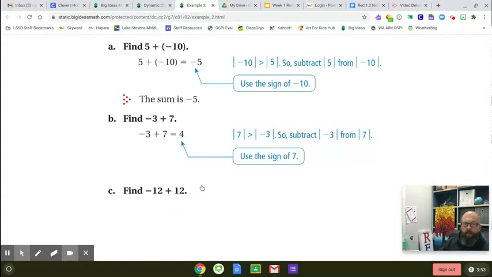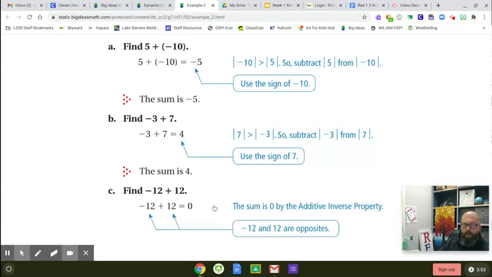Now, here we have negative 12 plus 12. So these are opposites, right? Additive inverses. So the sum is 0 because of the additive inverse property. If you have negative 12 and then you add 12, you're going to end up at 0. So if you owe me 12 bucks, you pay me 12 bucks, now you have 0. Okay? So questions on those, bring them to the Google Meets.